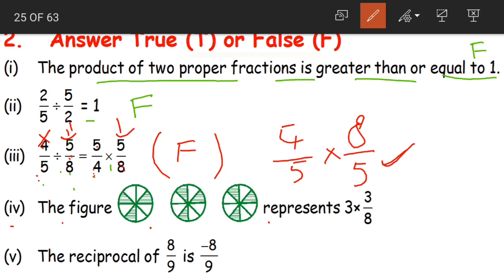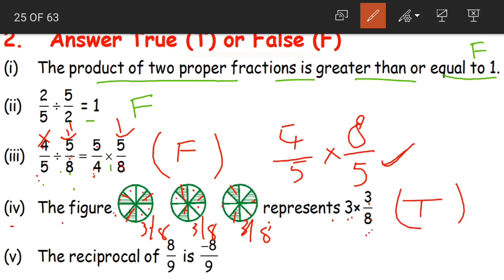The figure represents 3 into 3 by 8. What are they saying? There are 3 by 8 parts here. Now let us check whether each circle here represents 3 by 8. See, there are 1, 2, 3, 4, 5, 6, 7, 8 parts in each circle. And what are the shaded parts? 1, 2, 3. And here also 1, 2, 3, 1, 2, 3. So this is 3 by 8, this is 3 by 8 and this is also 3 by 8. Yes, so this is correct. This is a true statement.